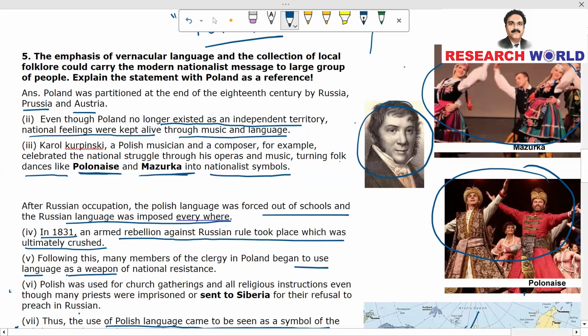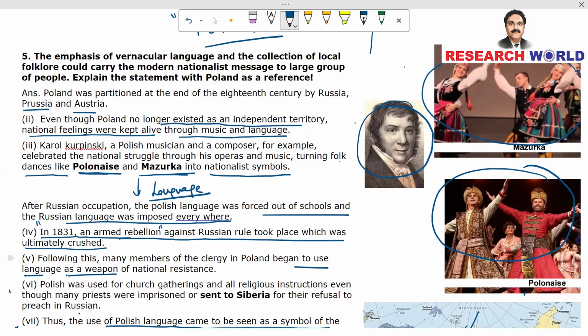After Russian occupation, now coming to the language part. What was the biggest challenge faced by the Polish people vis-a-vis the language? After Russian occupation, the Polish language was forced out of schools and the Russian language was imposed everywhere. In 1831, an armed rebellion against Russian rule took place, which was ultimately crushed. So, a form of resistance was raised in 1831, though it failed, it got crushed by Russia.